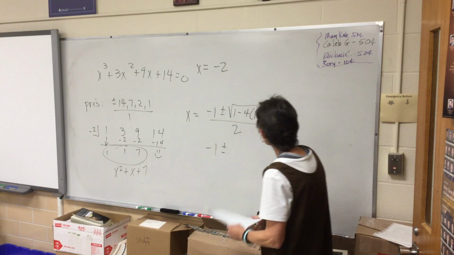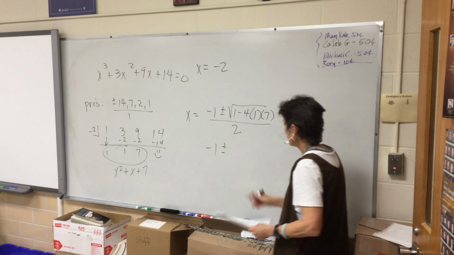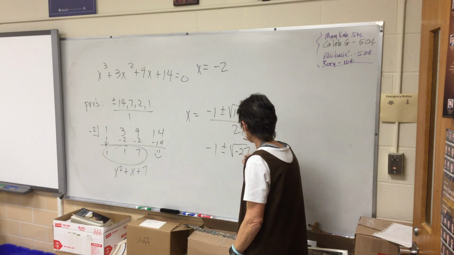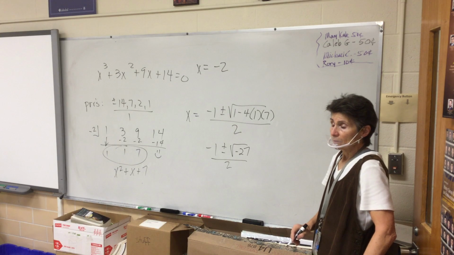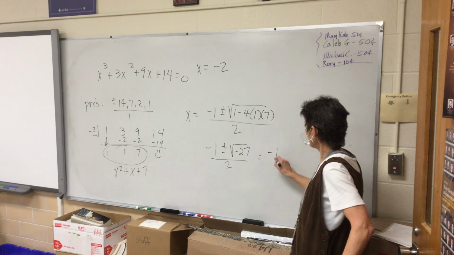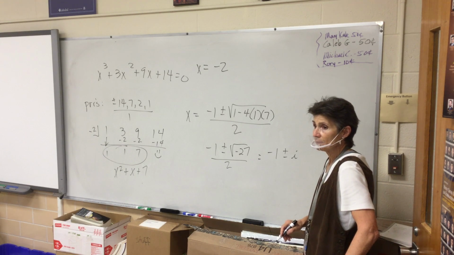So what have I got underneath that radical? 1 minus -27. Of course, I'll pull out the i. Root 27. Does that break down?